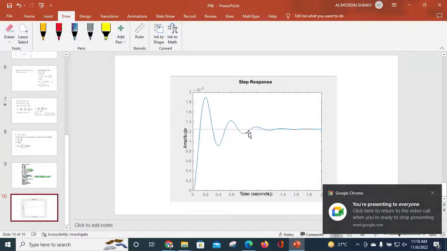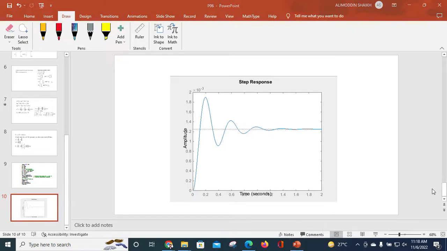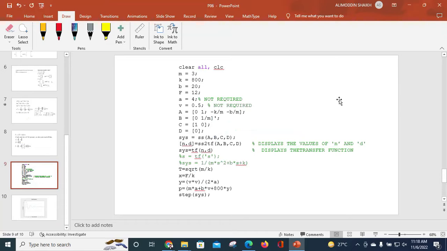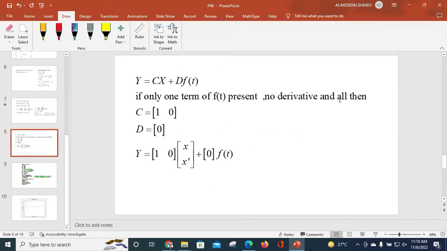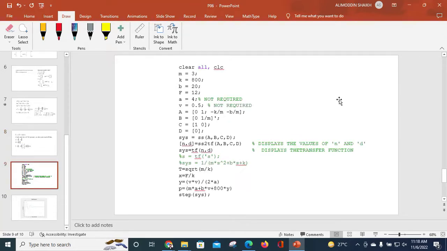MATLAB is opening. This much is for your syllabus. You should know how to get the transfer function by using the MATLAB code. These are some ways.